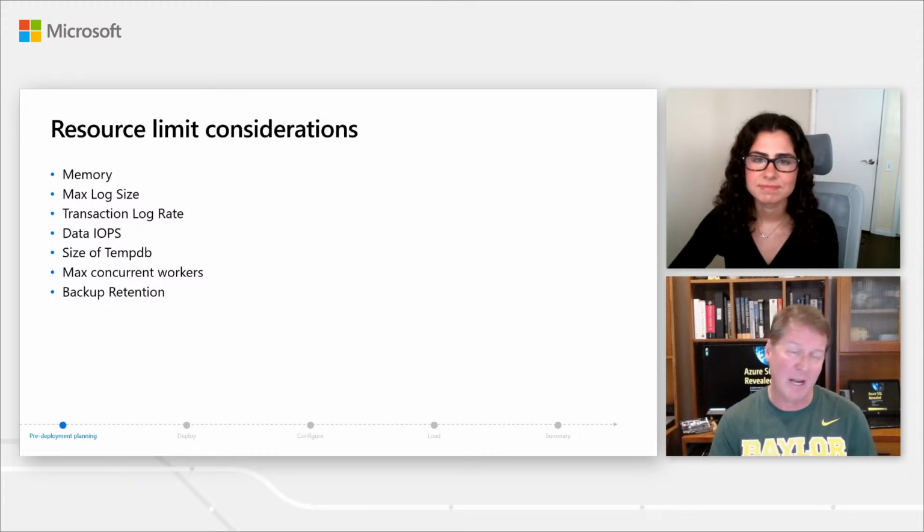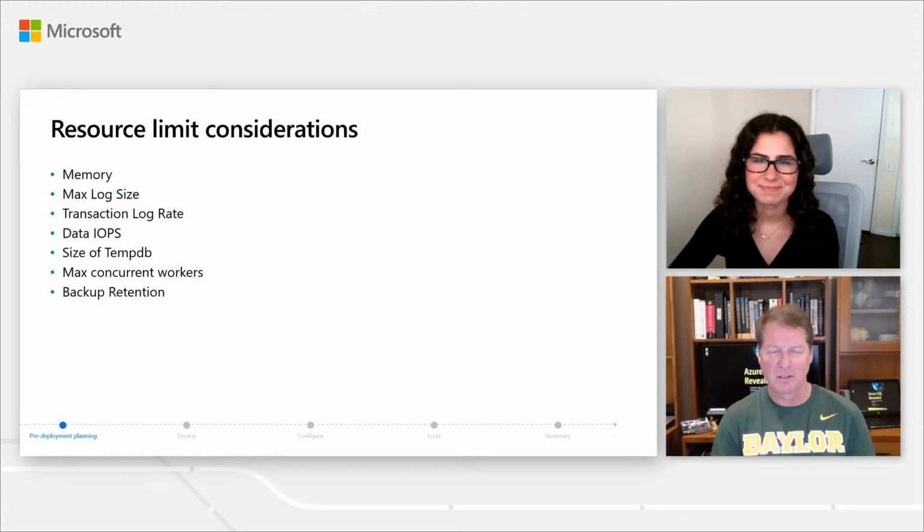But even things like the size of tempdb, max concurrent workers, and even the backup retention choices you may get, all of those together, you're not explicitly picking a lot of these choices that you get for these maximums. It's the SKU you pick that dictates these limits.